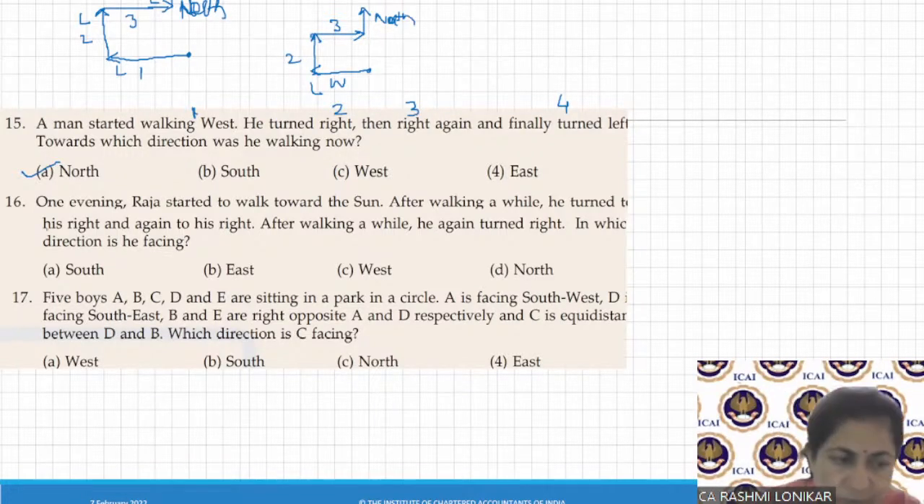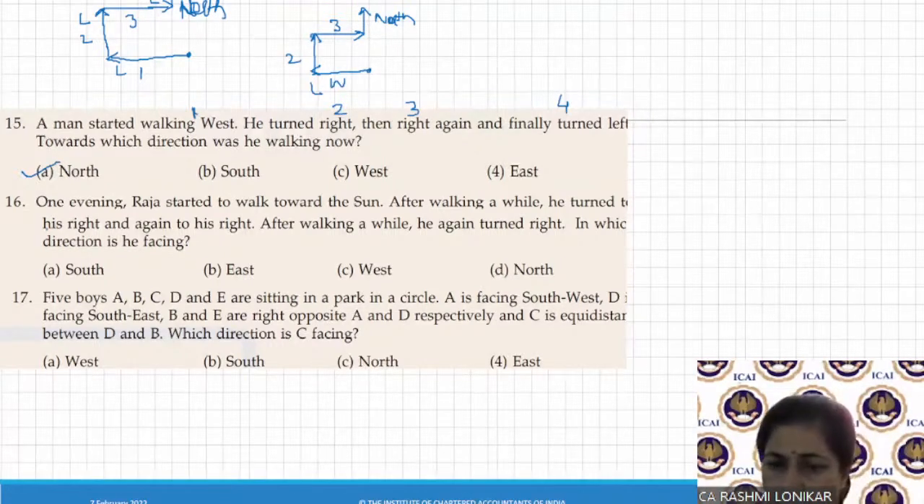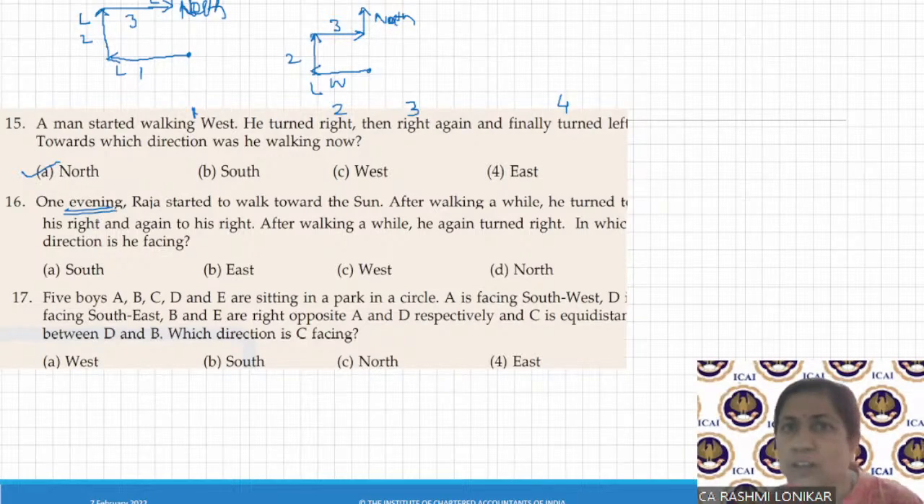Now one evening, Raja started walking towards the sun. Now very, very important here is this. One evening. Where do you see the sun in the evening? In the west direction. Okay, so Raja is walking towards the sun. Means what? Raja is walking towards the west.